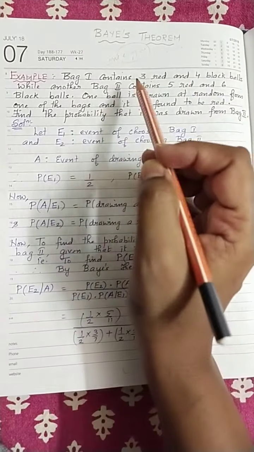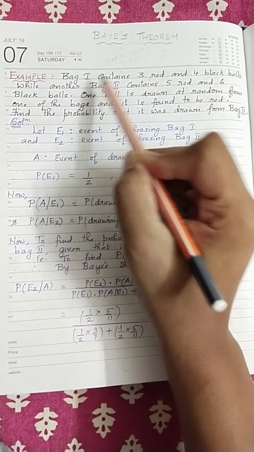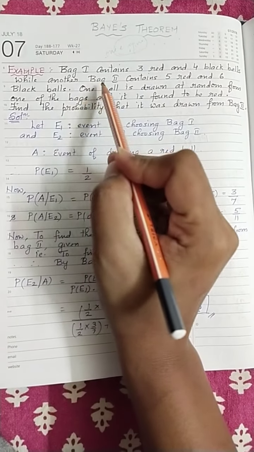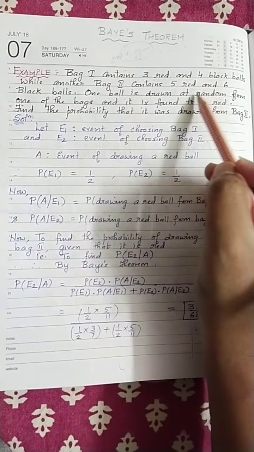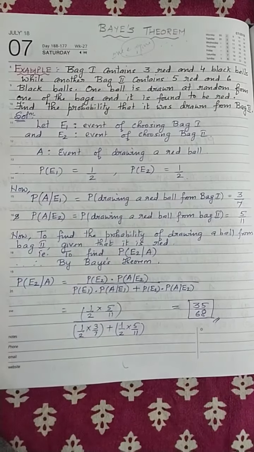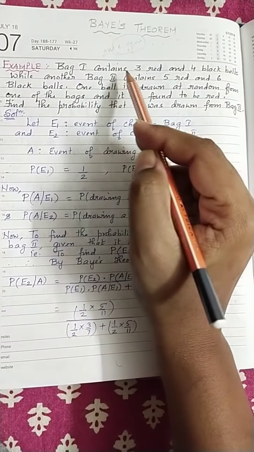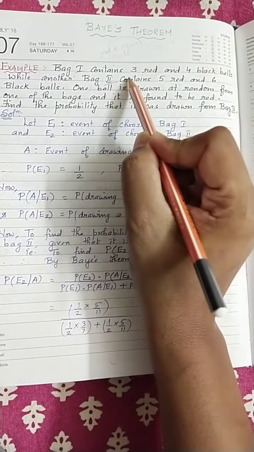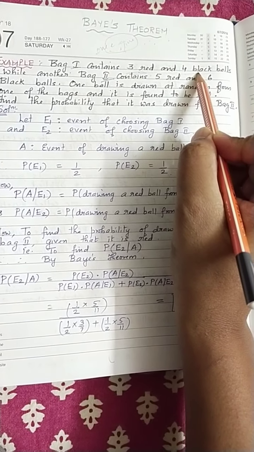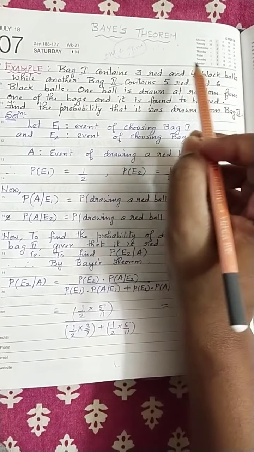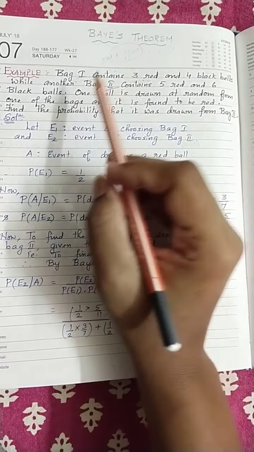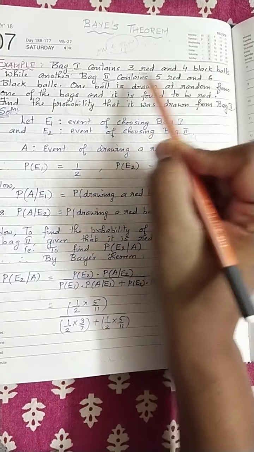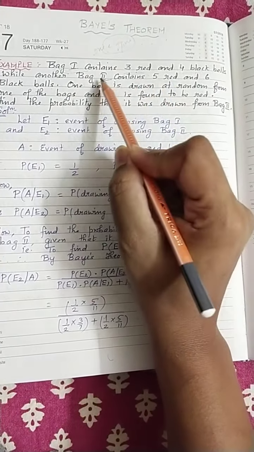Now just see the example. Bag 1 contains 3 red and 4 black balls, while another bag 2 contains 5 red and 6 black balls. So in total how many bags do we have? We have 2 bags, bag 1 and bag 2. In bag 1 there are 3 red balls and 4 black balls, so the total number of balls is 7 in bag 1. And in bag 2 we have 5 red balls and 6 black balls, so the total number of balls will be 11 in bag 2.